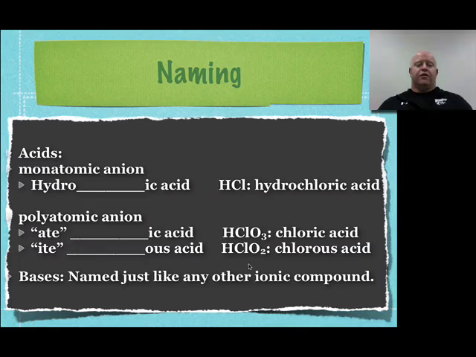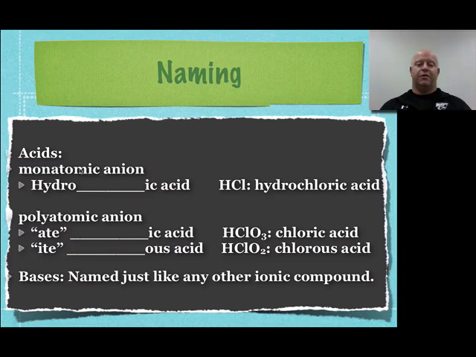So, first of all, we have two different types of acids that we'll be naming. We have monoatomic acids, where the anion is a single atom, and polyatomic, where the anion is actually a polyatomic ion. Our example here is hydrochloric acid, where we have hydrogen, and our anion is chlorine. So we have that chloride ion.